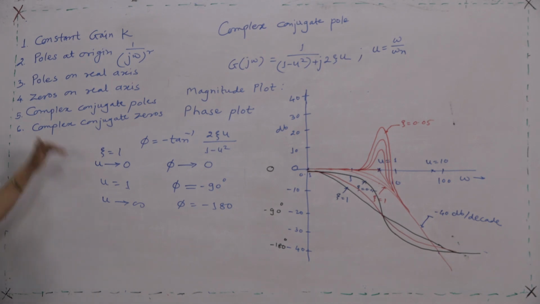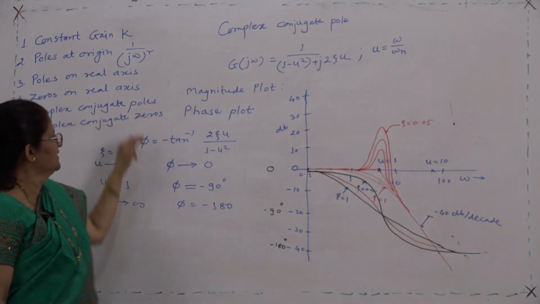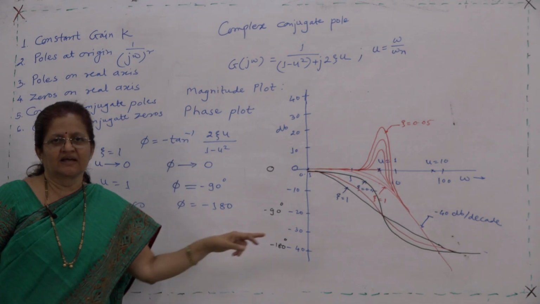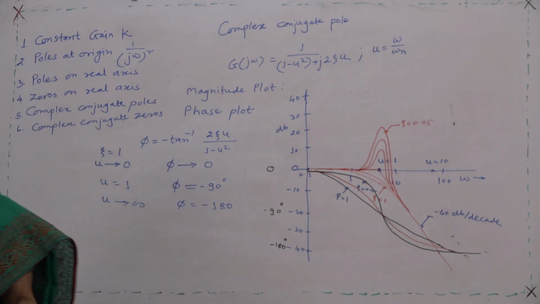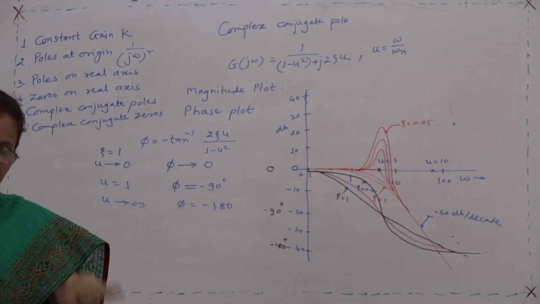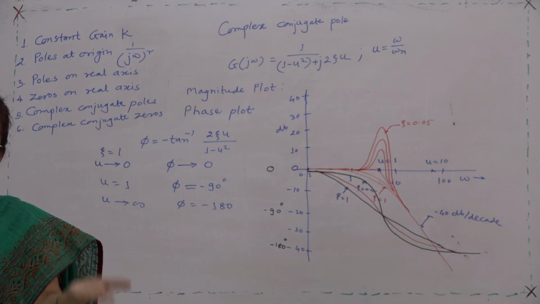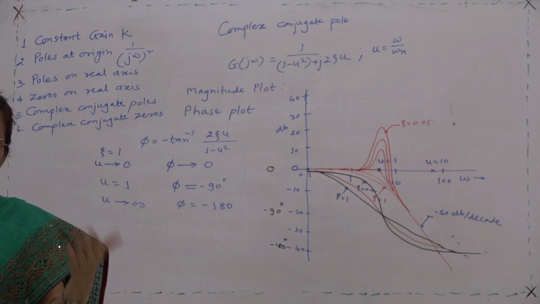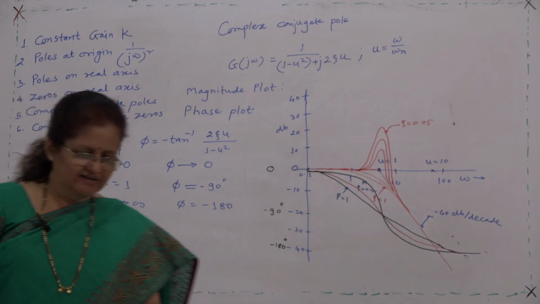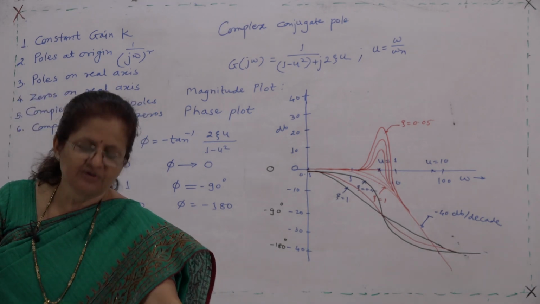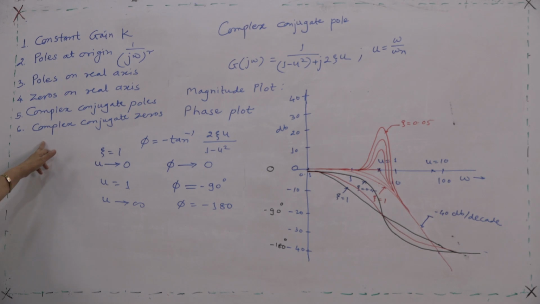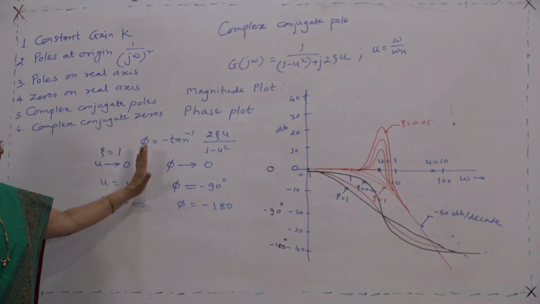What will be the change if complex conjugate zeros are there? Instead of minus tan inverse, you will get plus tan inverse, because the term is in the numerator. So, you will get a positive angle, or plus angle. Okay. So, that is the change only when you are considering complex conjugate zeros.